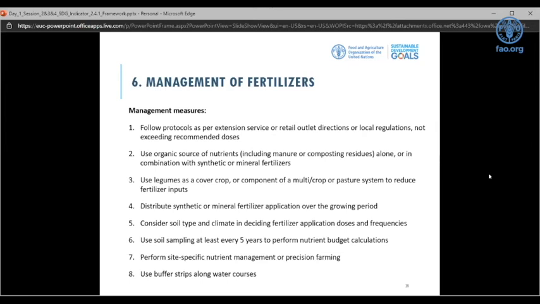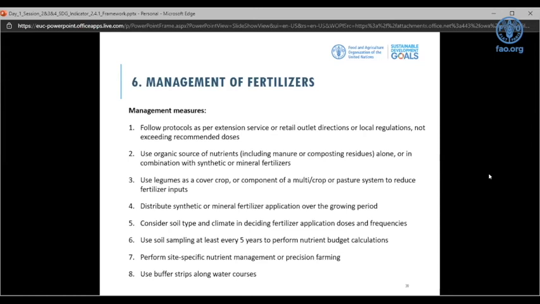I'm not going to go through each management measure individually because, as I mentioned earlier, all these measures have been thoroughly explained in the enumerator manual. Stefania has just provided you with a link. At that link, you can access each sub-indicator and look through all these management measures separately to understand what we mean by that.